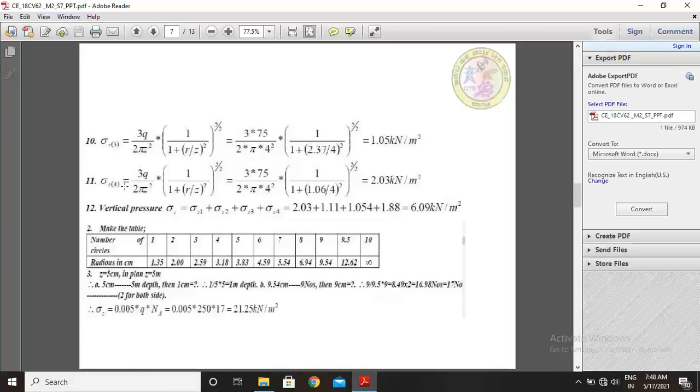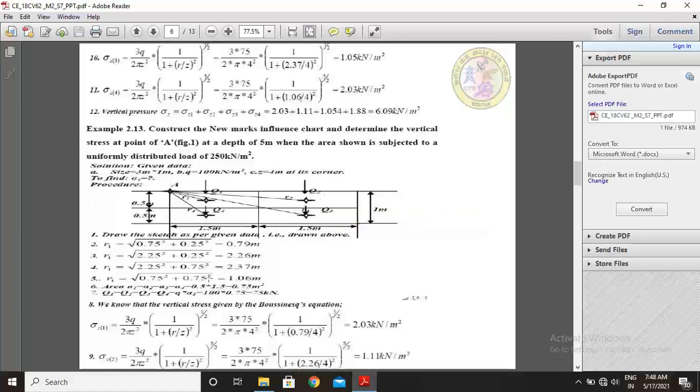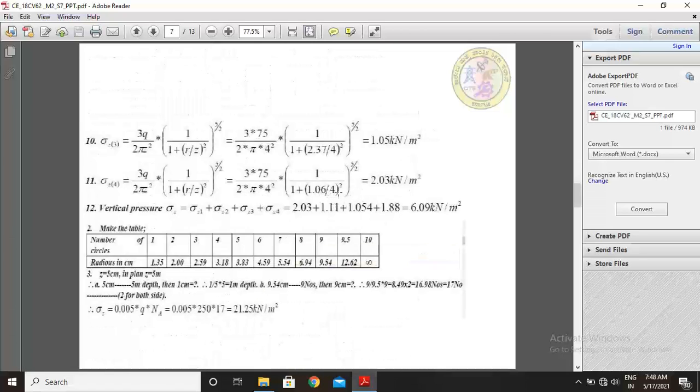Similarly, you calculate the stress for the fourth rectangle, using the equation 3q by 2 pi z square into 1 by 1 plus r by z square whole to the power of 5 by 2. Substitute the values: q is 75, z is 4 and r is 1.06 for the fourth rectangle. While solving this equation, we get the stress for the fourth rectangle as 2.03 kilonewton per meter square. The unit is also important, so don't forget to write the units.